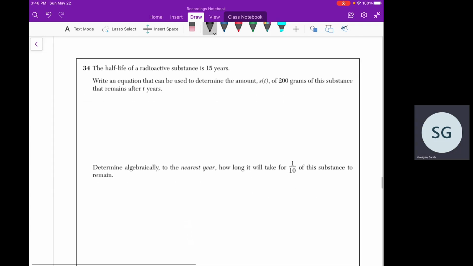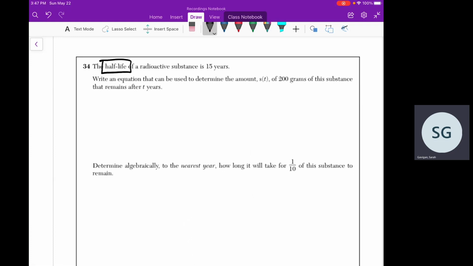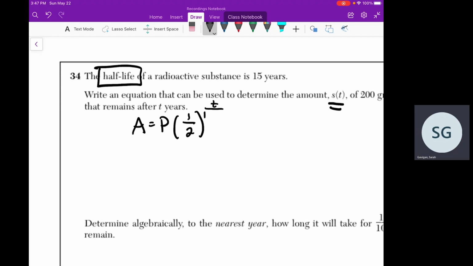All right, 434, the half-life. Half-life, we have a formula for that, of a radioactive substance is 15 years. Write an equation that can be used to determine the amount. Now it tells us what to use of 200 grams of the substance that remain after T years. So we're using our half-life formula, which is either half or 0.5, where we have T over the half-life.